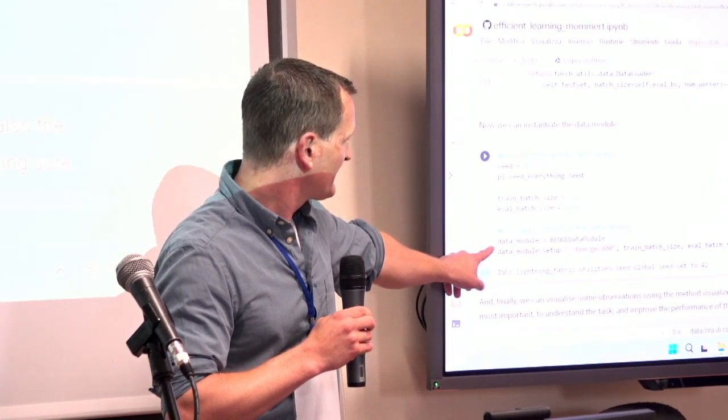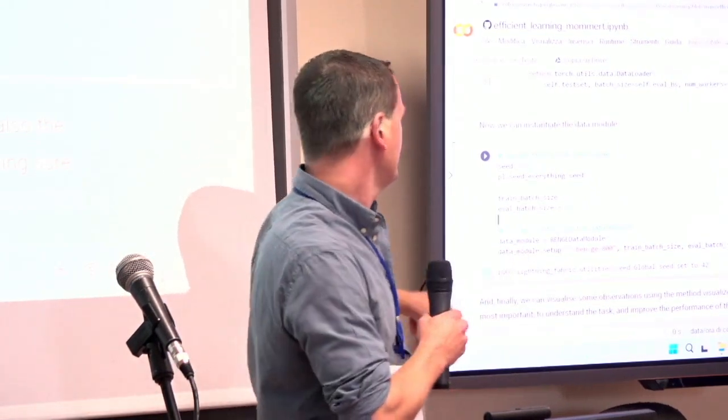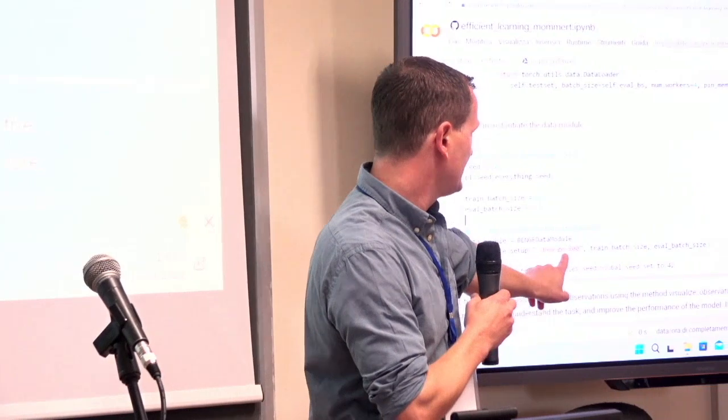Then we define the data module, so we instantiate it here. And then we set it up. Here's where the data sits. This is the training batch size. This is the evaluation batch size. Okay? So this is all just setting things up.